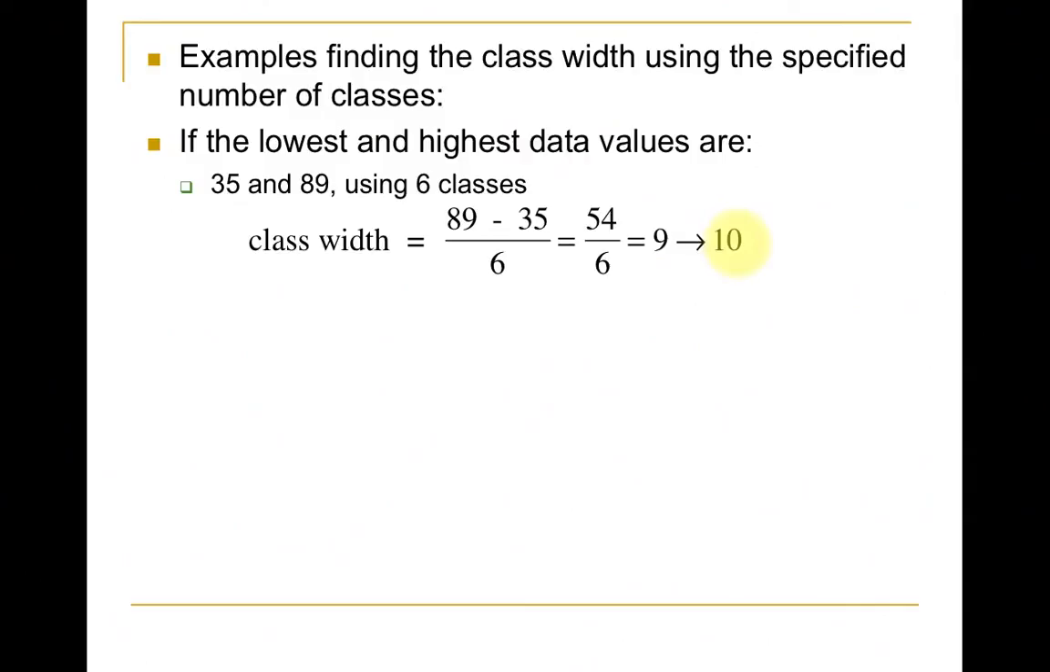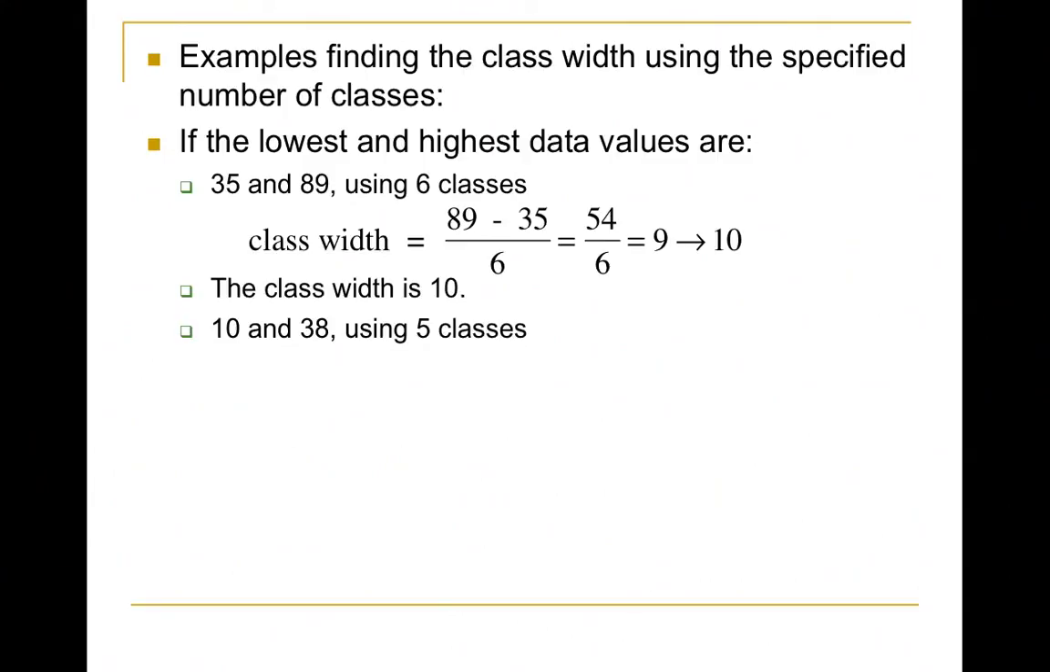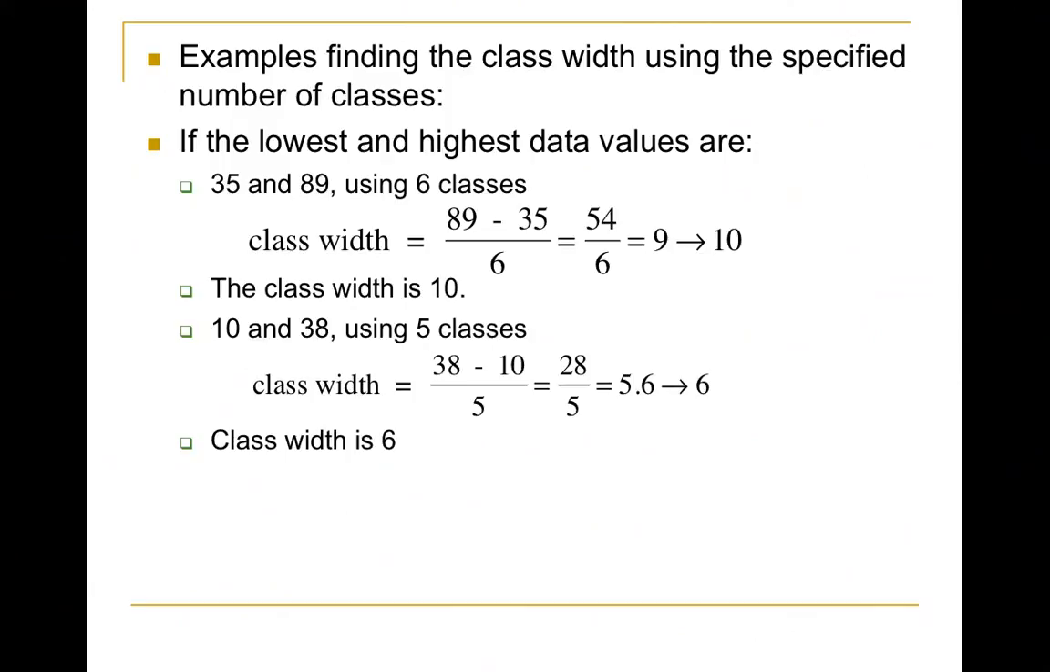Okay, and now let's look at another example. The smallest data value is 10, the largest data value is 38. We were asked to use 5 classes, so let's calculate what the class width would be here. We take 38 minus 10 divided by 5, which is 28 over 5, which is 5.6. Go up to the next whole number. 5.6 up to the next whole number is 6. So the class width would be 6 in that example.